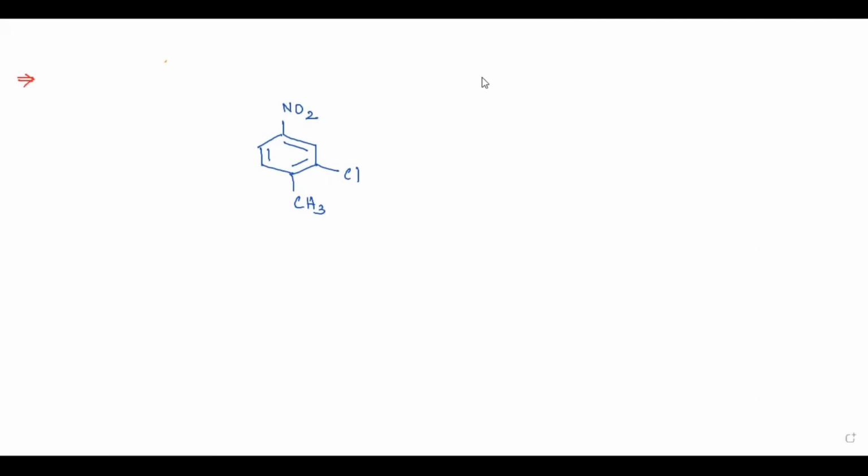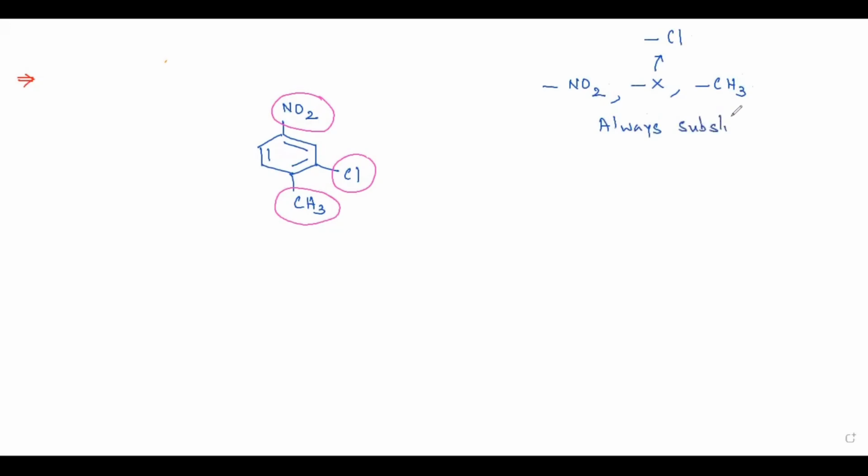Let us write the name of this. Look at the substituents, the groups attached: nitro, chloro, nothing but halo, and a methyl. Nitro, halo, in this case of course chloro, then methyl. All are always a substituents type. They all belong to the always a substituents category, very clear from our priority order rule.